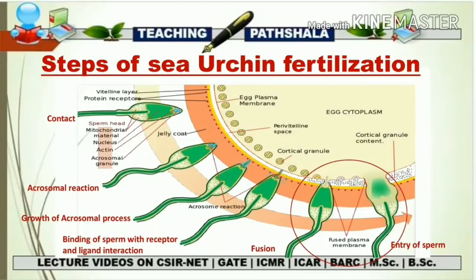This slide I have taken from the previous video just to show you where this blockage is going to take place. So this circle which you can see in the red color, that is the area where this polyspermy blockage is going to take place.